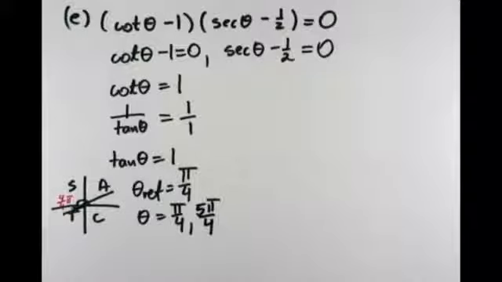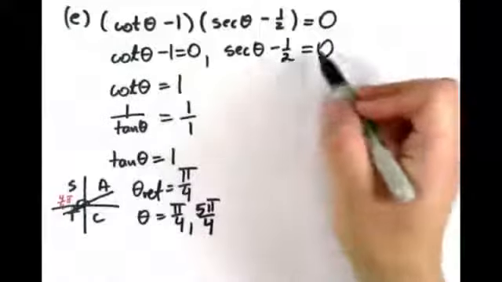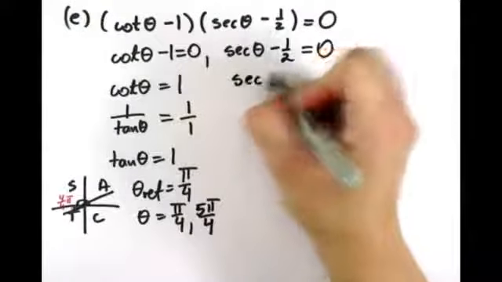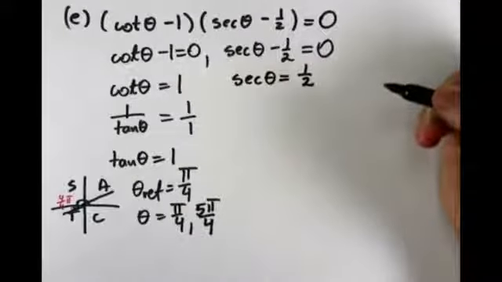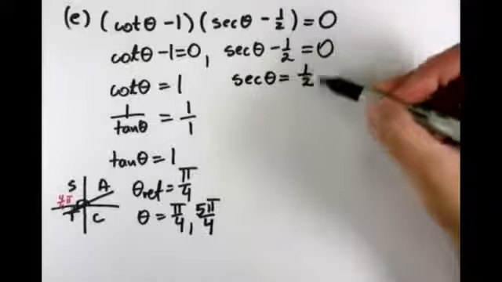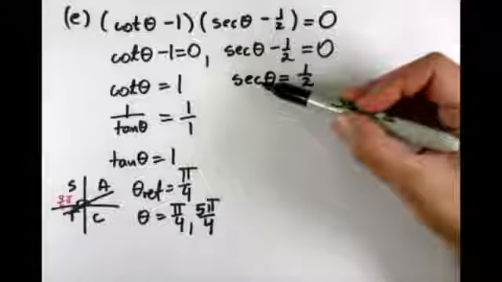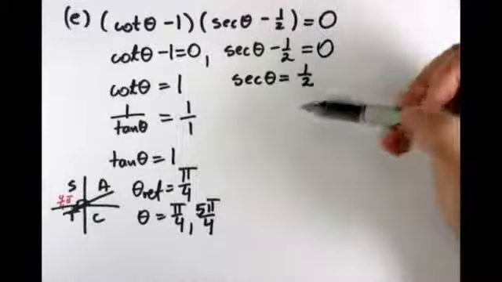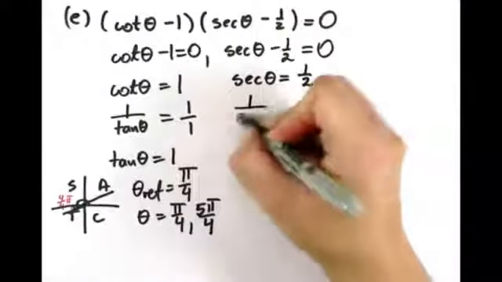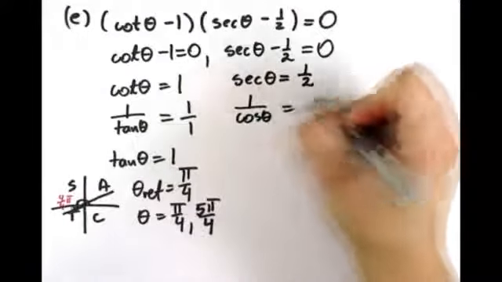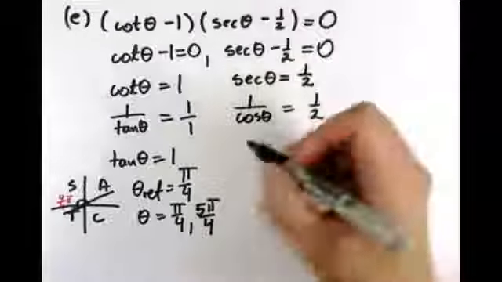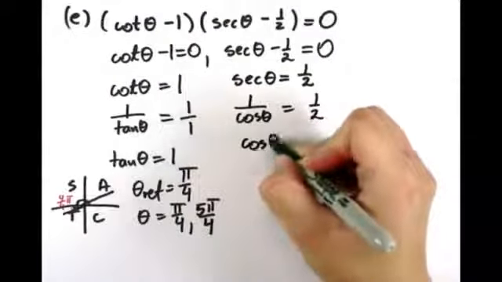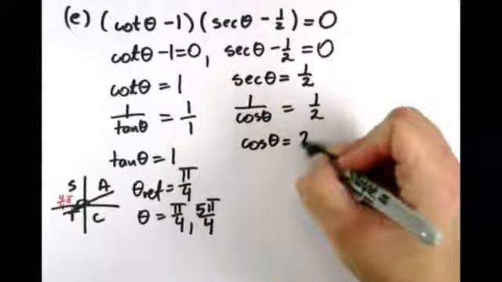And now the second one, we need to solve it, bring this over. So we have secant theta is equal to 1 half. Secant, we don't have reference angle for secant, so we need to change it: secant is 1 over cos, equal to 1 half. Then we can cross multiply. So we have that cos theta is equal to 2.